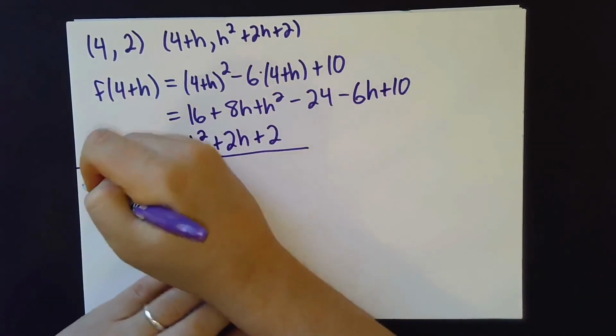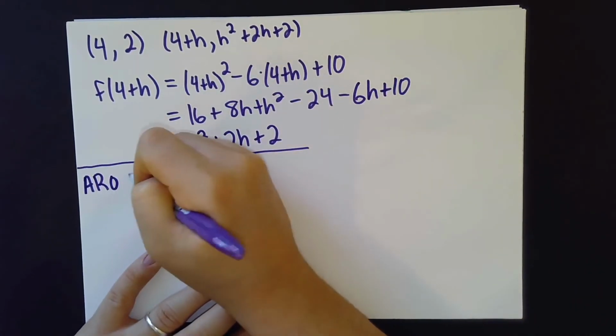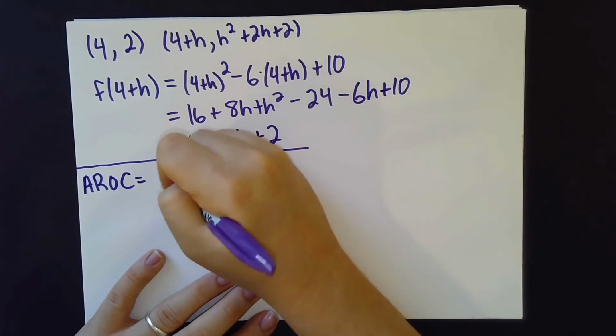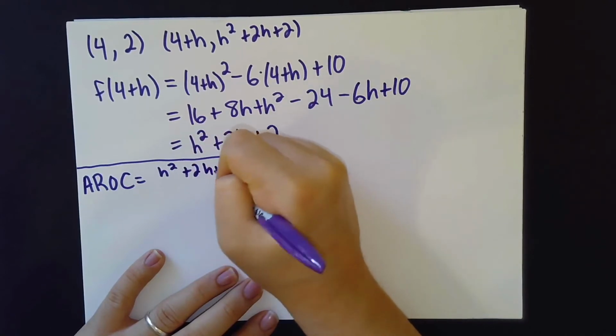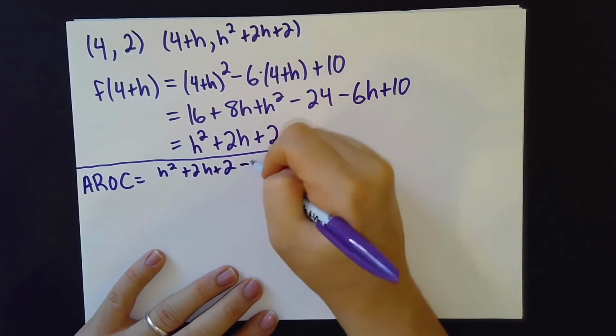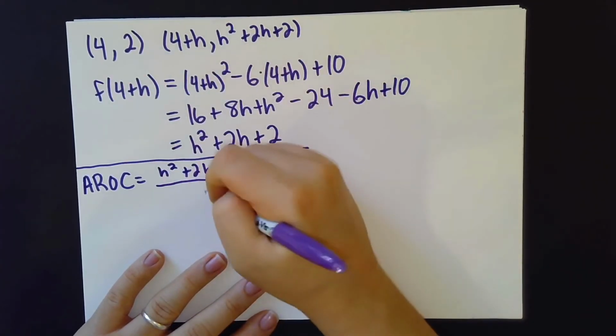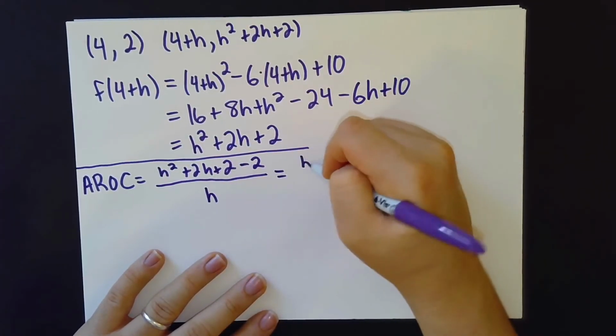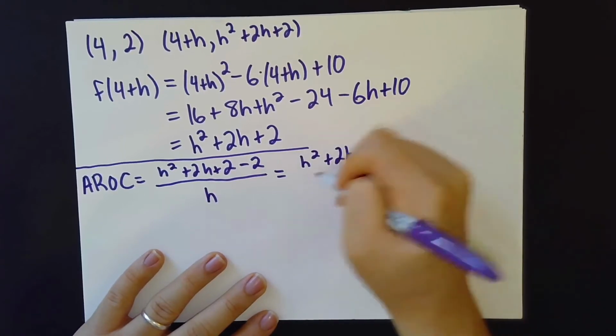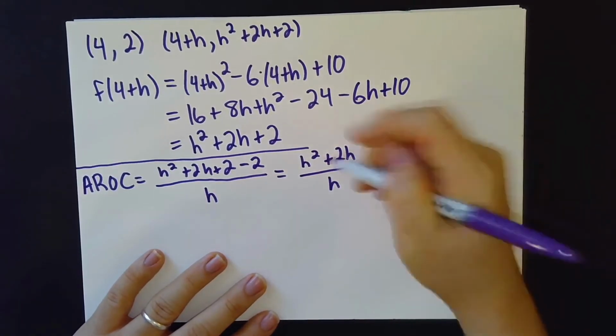So our average rate of change then is h squared plus 2h plus 2 minus 2 divided by 4 plus h minus 4, which is h. It's h squared plus 2h over h. You can factor out an h.